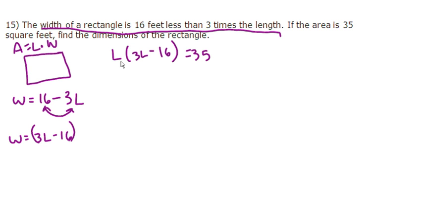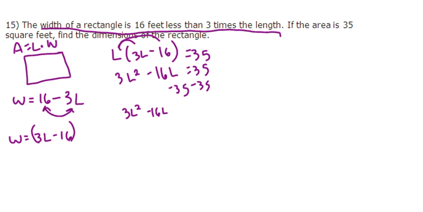Now, the problem is you would think this is in factored form, but remember it needs to equal 0, and right now it equals 35. So what I'm going to have to do is distribute this. I have 3L squared minus 16L. And now I need to move the 35 over. So I'm going to subtract 35. So I have 3L squared minus 16L minus 35 equals 0. Now that this is set equal to 0, now I can go ahead and factor it.